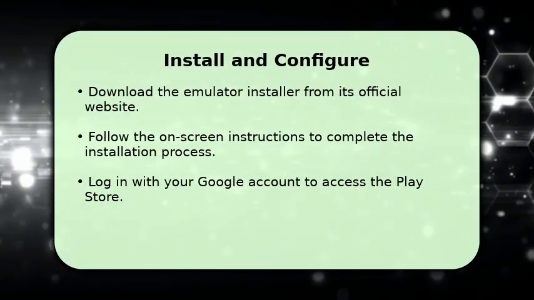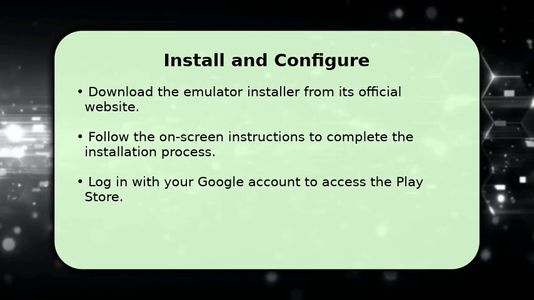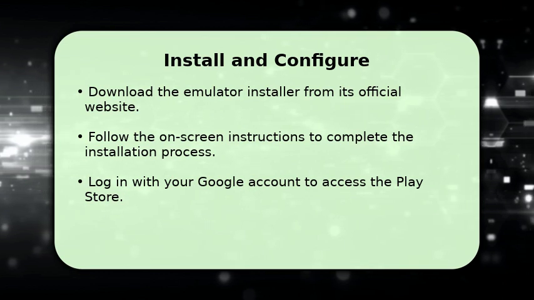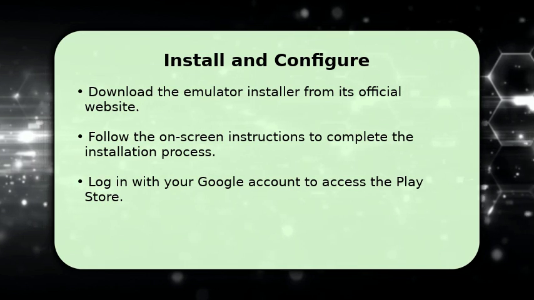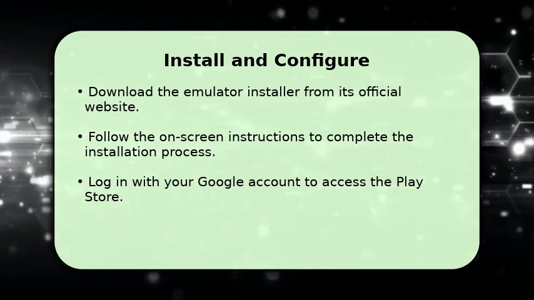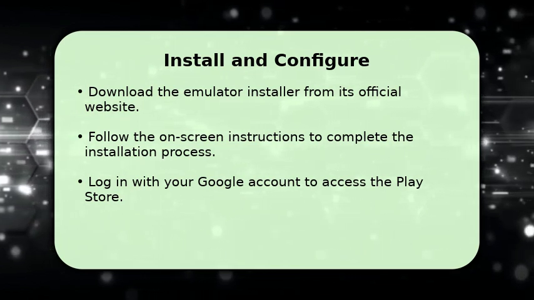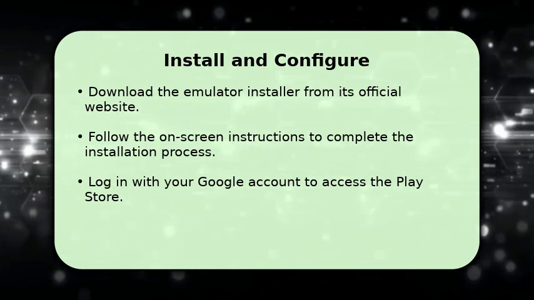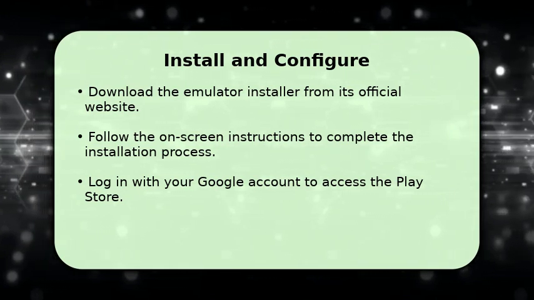Once you have chosen an emulator, download its installer directly from the official website to avoid any unofficial versions. The installation process is straightforward. Simply follow the on-screen prompts. After installation, you will need to log in with your Google account, which grants you access to the Google Play Store. Take a few moments to adjust the emulator settings, such as allocating sufficient RAM and CPU cores, to ensure the best possible gaming experience.